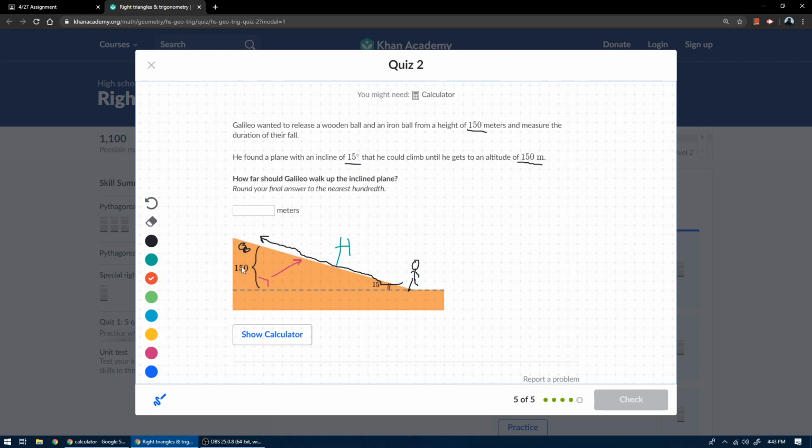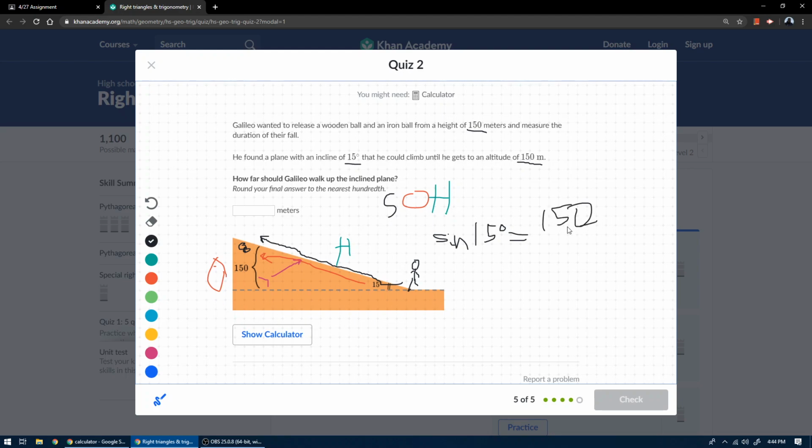What's this? Well, from the color, it's the opposite. I've used orange for opposite, because it's across from 15 degrees, it's farther away from it. This is close to it, this is the adjacent. This is 15 degrees. So I know opposite, I want to find hypotenuse. SOHCAHTOA. I want to use sine. So sine of 15 degrees is equal to opposite over hypotenuse.